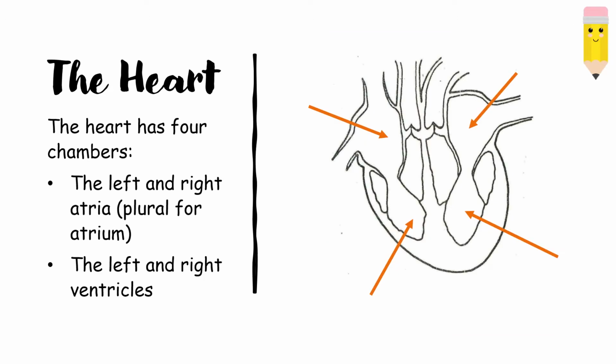Here we have a heart diagram. I've also placed this diagram in the file section of our team so that you can print it out and stick it into your jotter. The heart has 4 chambers. We have the left and right atria, or atrium in the singular, and we have the left and right ventricles down the bottom here.